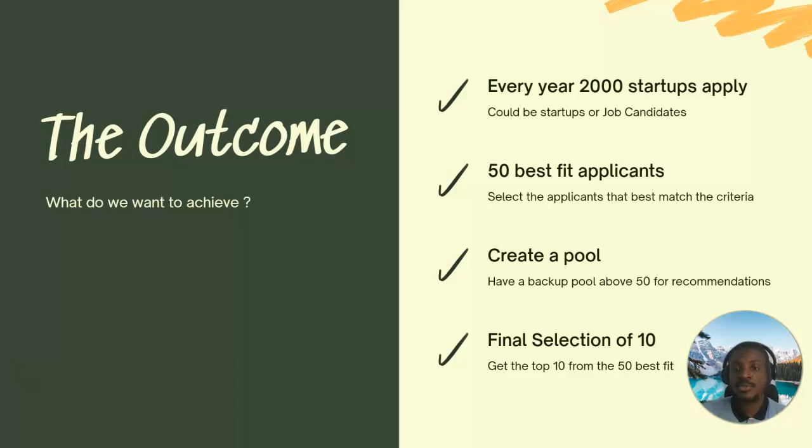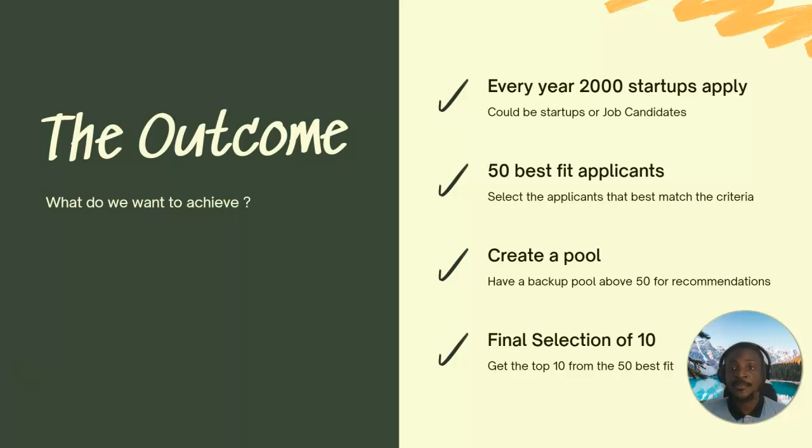Then the next thing we want to do is create a wider pool. Now we have the 50 best candidates, then we can create another layer on top of the 50, which is about 100. For example, if a candidate from the 50 drops, we can have a backup to replace the particular candidate from our medium pool of 100. Then the last outcome here is we want to get the final 10, right? Because that is the key goal. The final 10 here are the top best fit candidates for a particular accelerator or HR tech company.